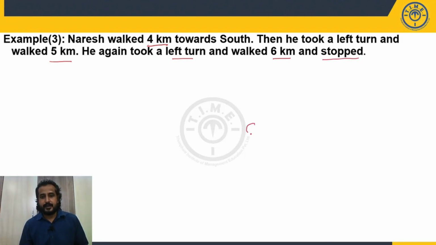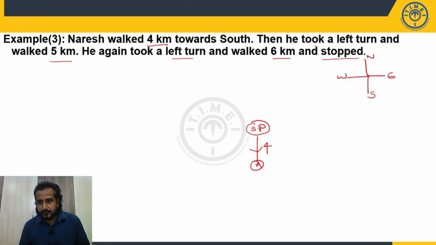Let's say it is the initial point, the starting point where Naresh started. Naresh walked 4 meters towards south. On a paper, east, the right hand side, is east, left hand side is west, upwards is north, downwards is south. So south means downwards. From the starting point, going south, how many meters did he travel? 4 meters. So let's say it is a point A.